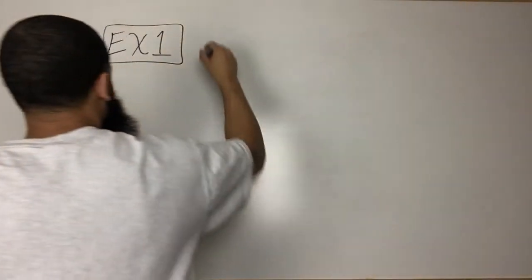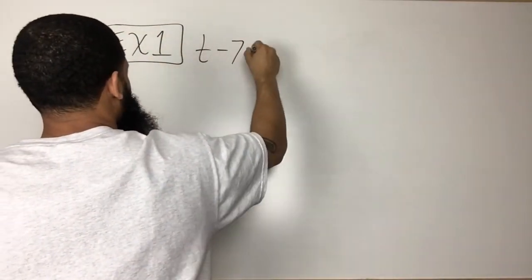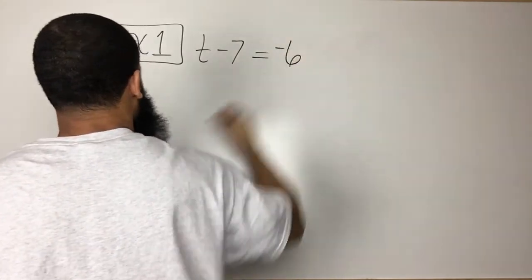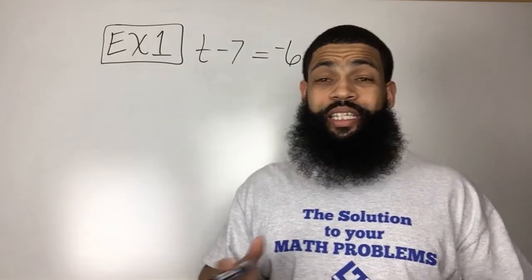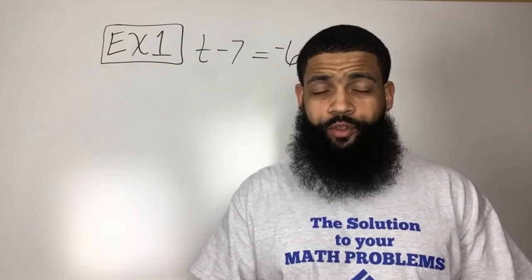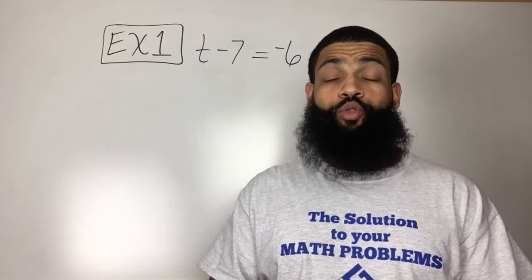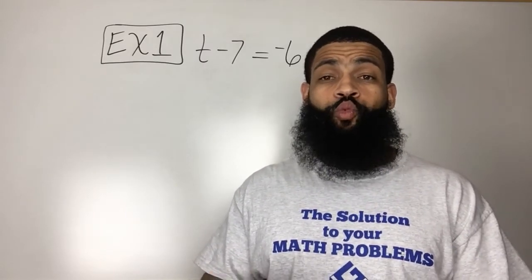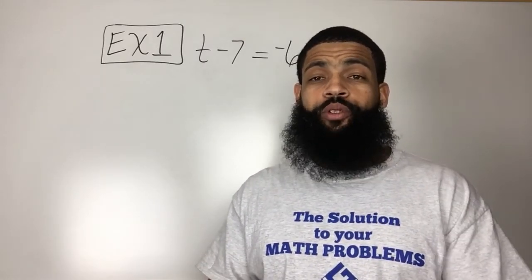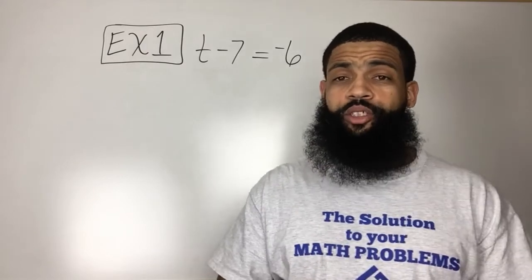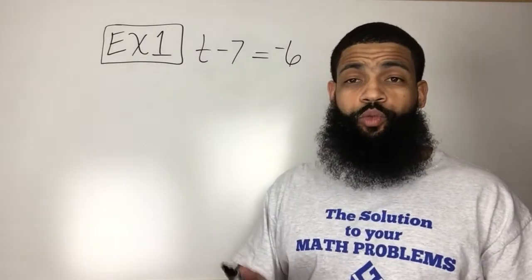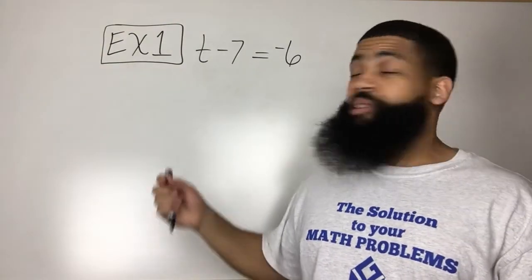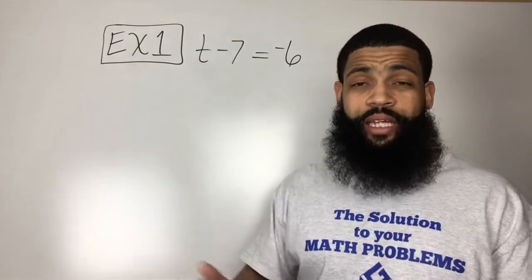Alright, in example 1, I have t minus 7 equals negative 6. Now, when we're solving an equation, our goal is to get the variable by itself. So in order to get the variable by itself, we need to move everything else that is on the side of the equal sign with the variable to the opposite side. In this case, we have t minus 7. If we want to get t by itself, the opposite of subtracting 7 is to add 7.